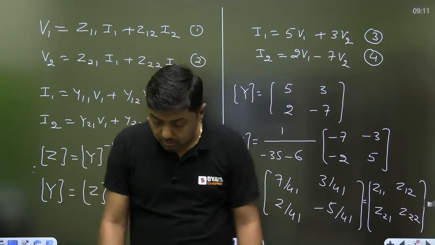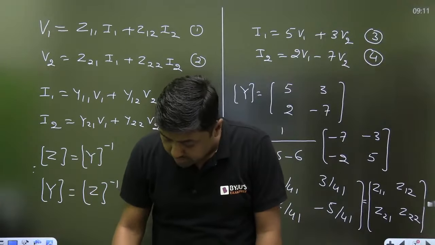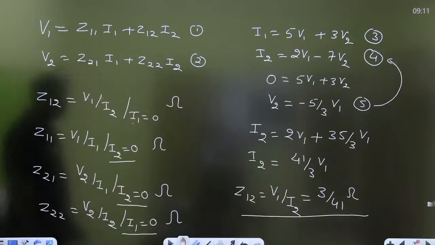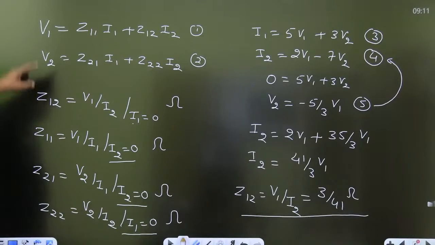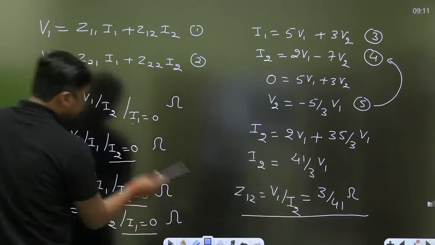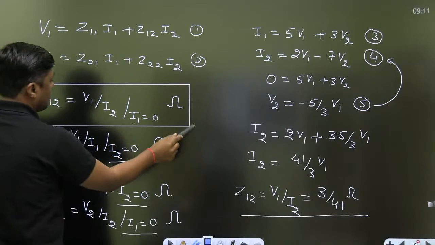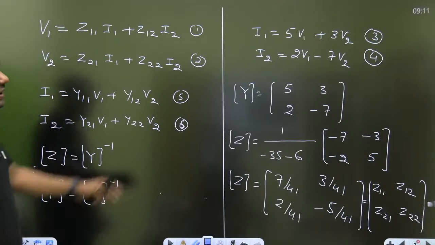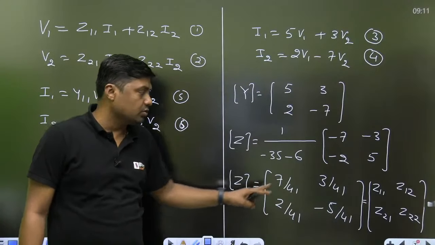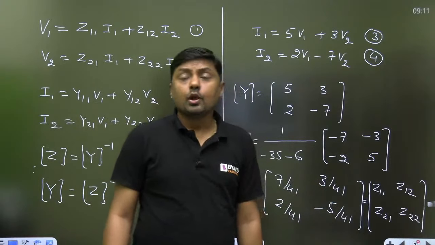So according to you, which method is easier? Tell me, first one or second one? We can find it directly by applying the condition, or we can directly get the Y parameter and get the inverse, and you will get the answer of Z12. Z12 is nothing but 3 by 41.